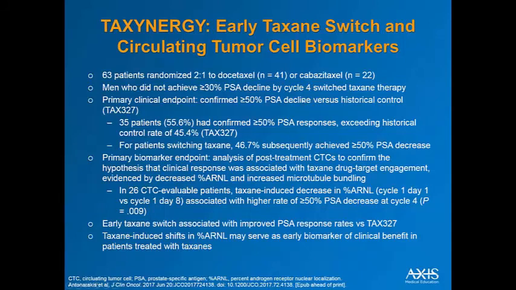Actually, before we get into this, I'll just mention briefly the Synergy trial. This was a way of looking at the opportunity to switch early, going from docetaxel to cabazitaxel. Very small trial, 22 patients on cabazitaxel because they're randomized 2-to-1. And if they didn't achieve a 30% PSA decline, then they switched the taxane. And when doing this, it turns out that the early taxane switch is associated with improved PSA survival rates.